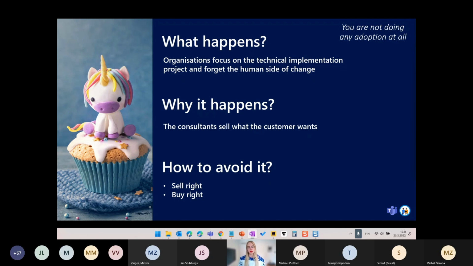So the first step to avoid not doing any adoption at all is, if you are a customer, you should think about adoption already when you are planning your technical implementation. And if you are a consultant, you should really try to convince your customer to also buy user adoption within the project.